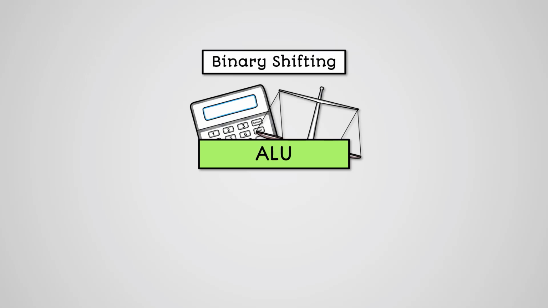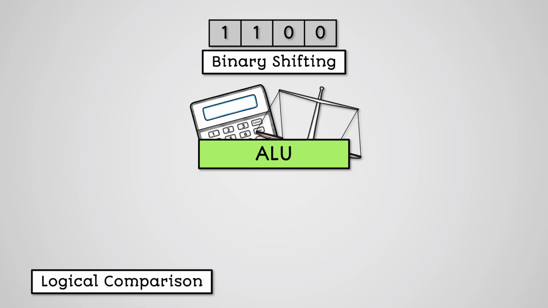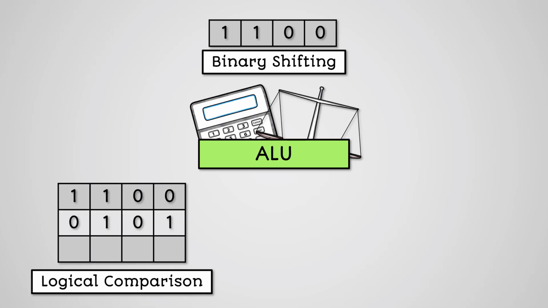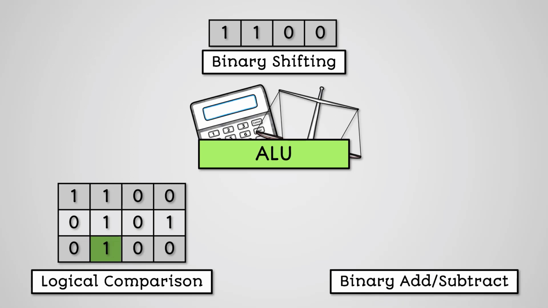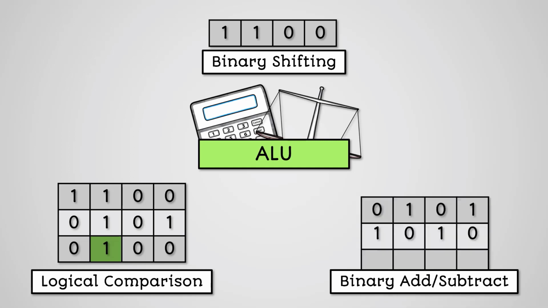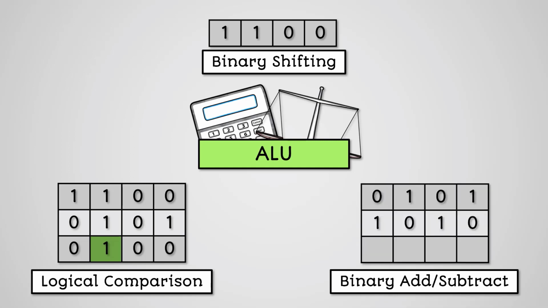The ALU will perform binary shifting. You'll remember from an earlier lesson that this is where a bit is moved left or right, which is an easy way to multiply or divide a binary number by 2. The ALU will perform AND, OR, and NOT logical comparisons. This is where we compare two numbers. For example, an AND comparison will take two binary numbers and produce an output of 1 if both the inputs are 1. Lastly, the ALU will perform binary addition and subtraction. This is where we either add two binary numbers together or subtract one binary number from the other.